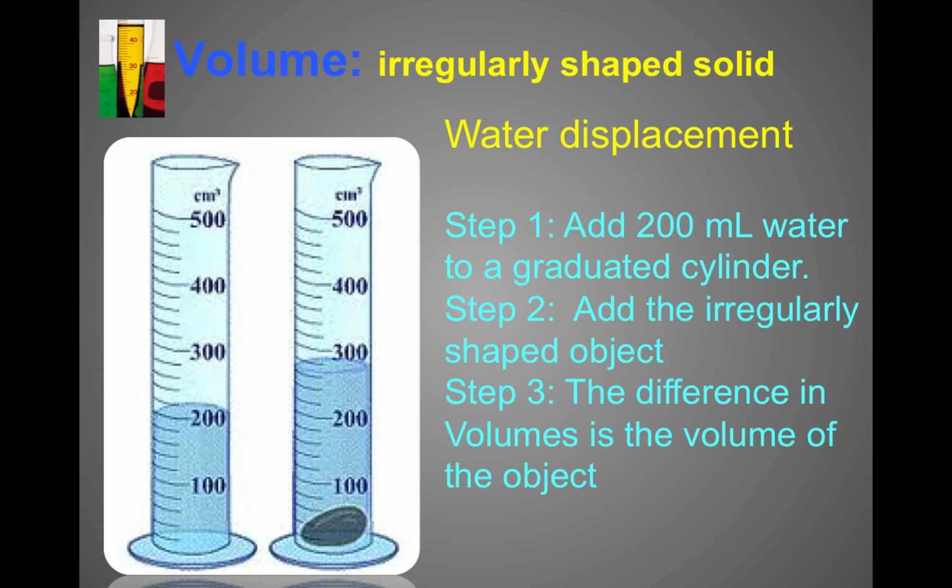In other words, that irregularly shaped object took up space in that original amount of water, causing the water level to go up. Do you see that the water level went up to about 260? So we have 260 minus 200, which is 60 milliliters. That means this irregularly shaped solid has a volume of 60 milliliters.